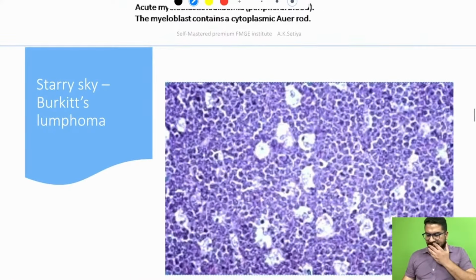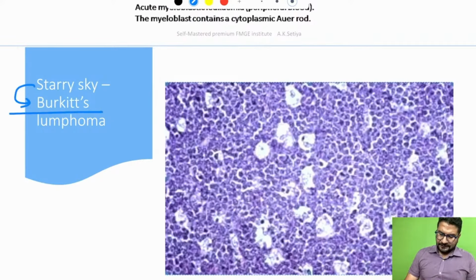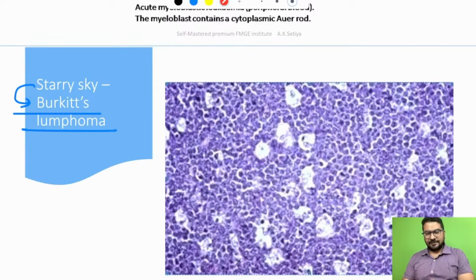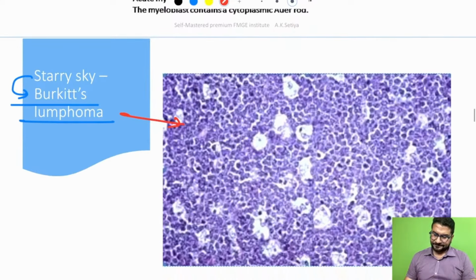Okay, now look at this. This is a starry sky pattern. These are tingible body macrophages. This starry sky appearance you will see in Burkitt lymphoma. So where do you find the starry sky pattern? In Burkitt lymphoma.